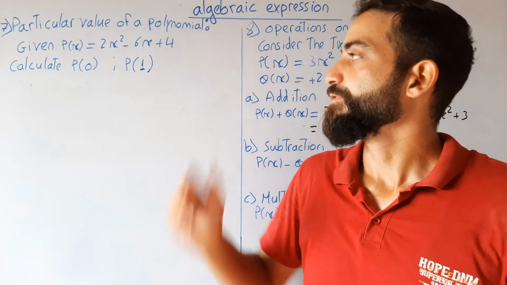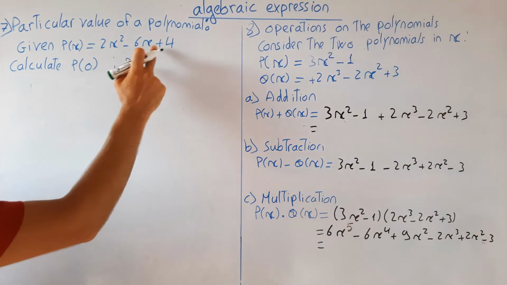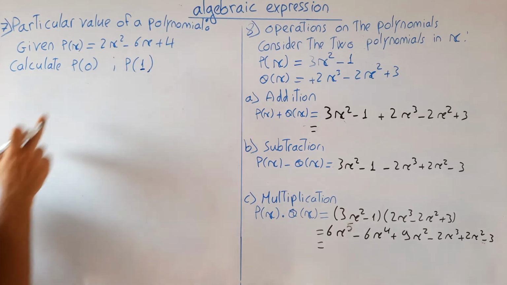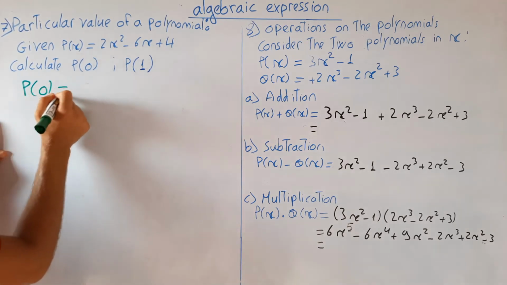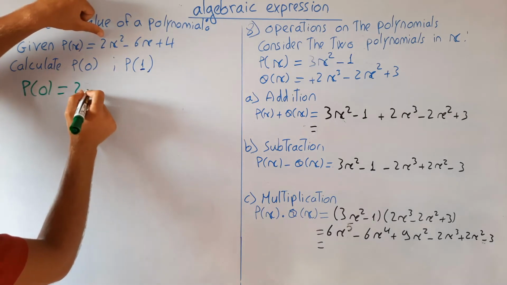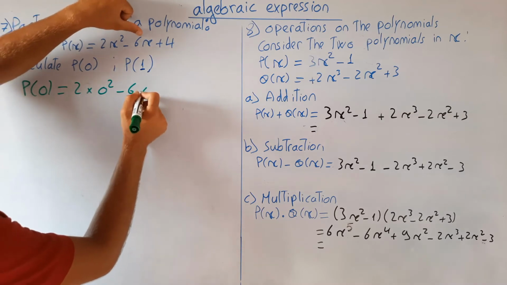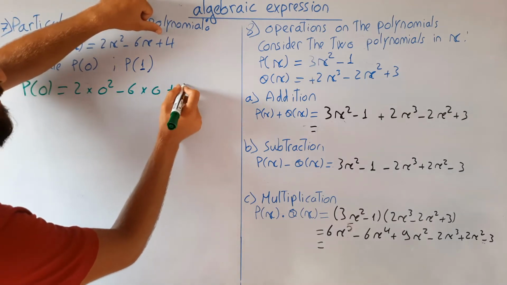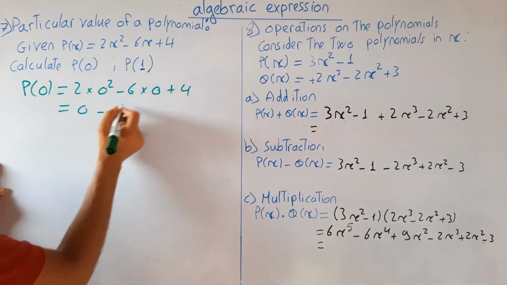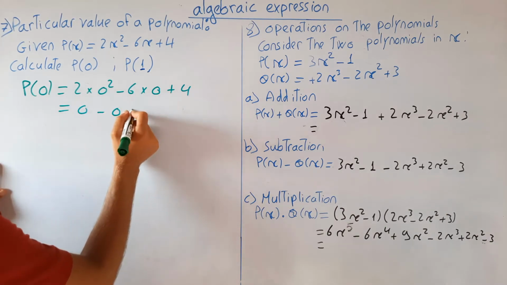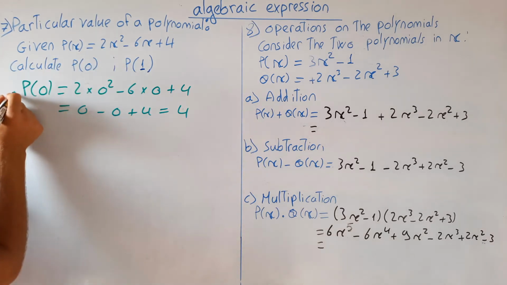Particular value of a polynomial. Given P(x) equals 2x^2 minus 6x plus 4, calculate P(0) and P(1). P(0) equals 2 times 0 power 2 minus 6 times 0 plus 4, so equals 2 times 0 minus 6 times 0 plus 4, so equals 4.